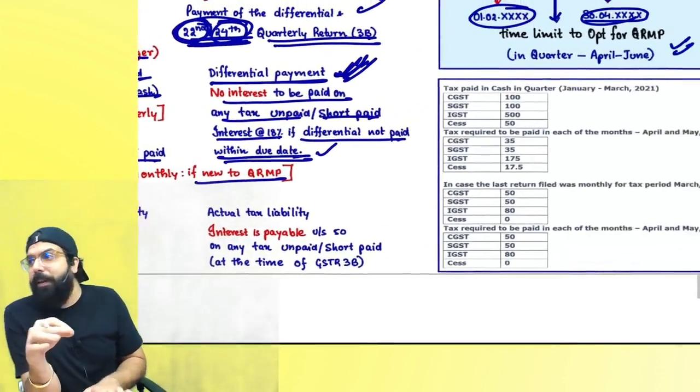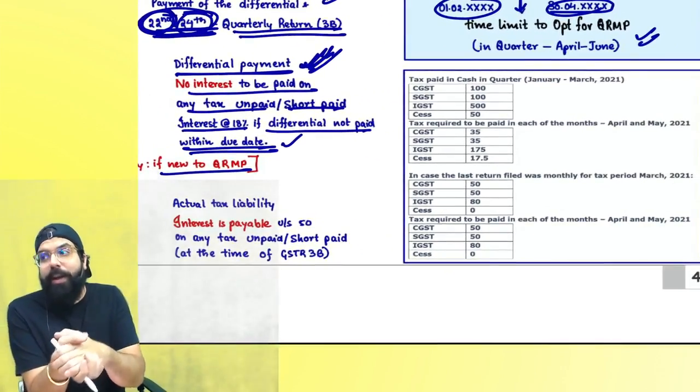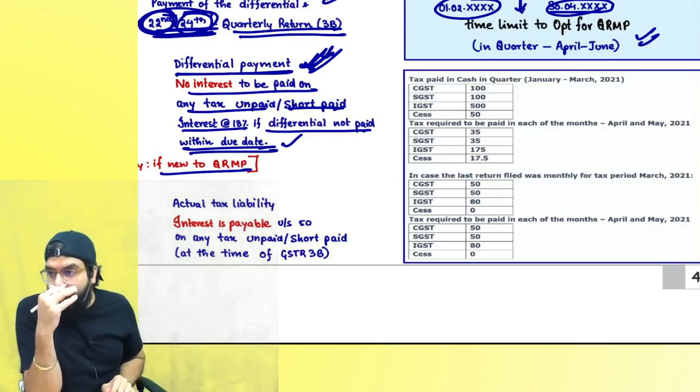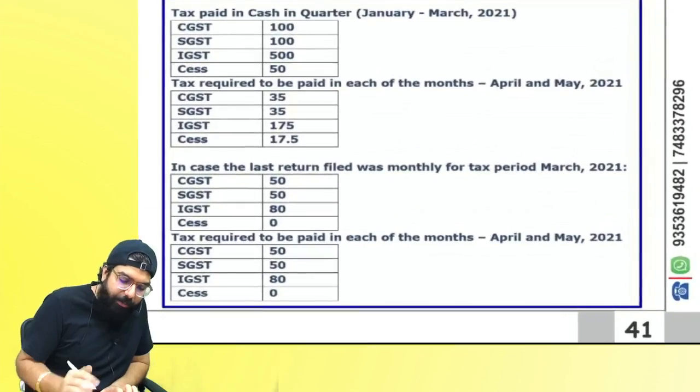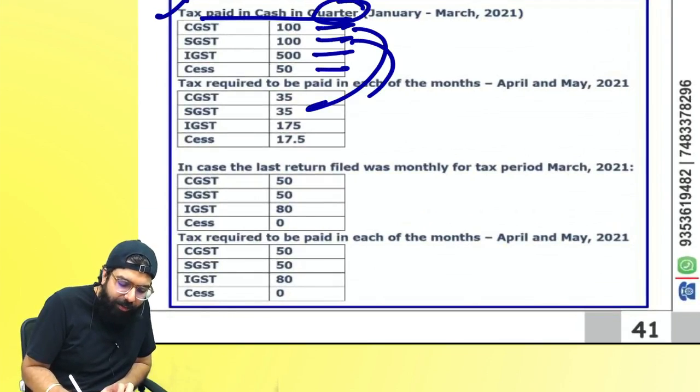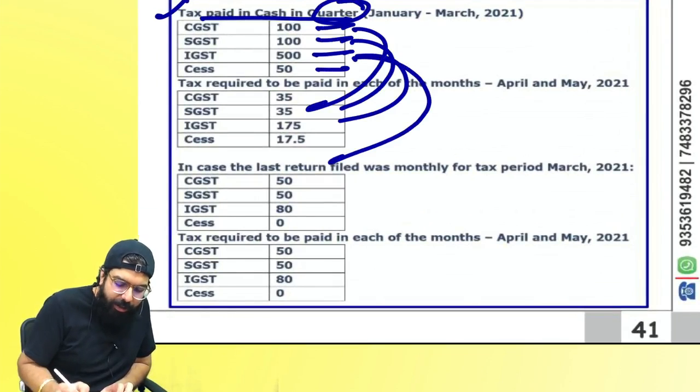However, if you have not paid the amounts on the due date, then you will have to pay interest for the delay in payment. Everyone, over here I have given one example. Suppose the tax paid in the previous quarter was 100, then 35%, 35%, and 35% has to be paid.